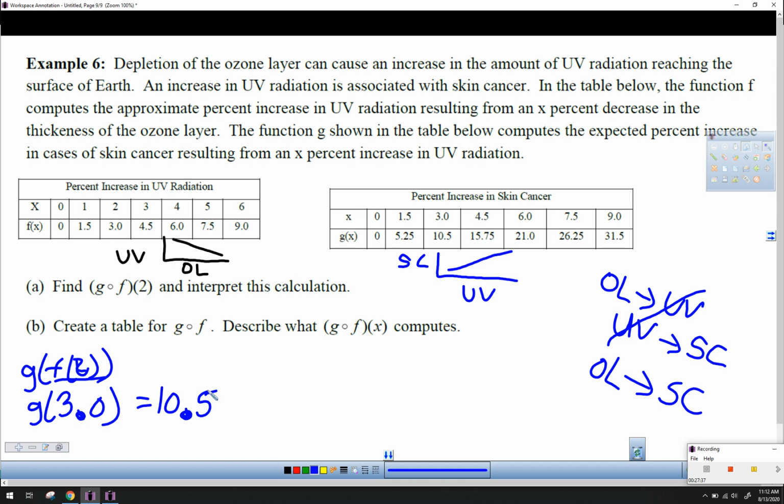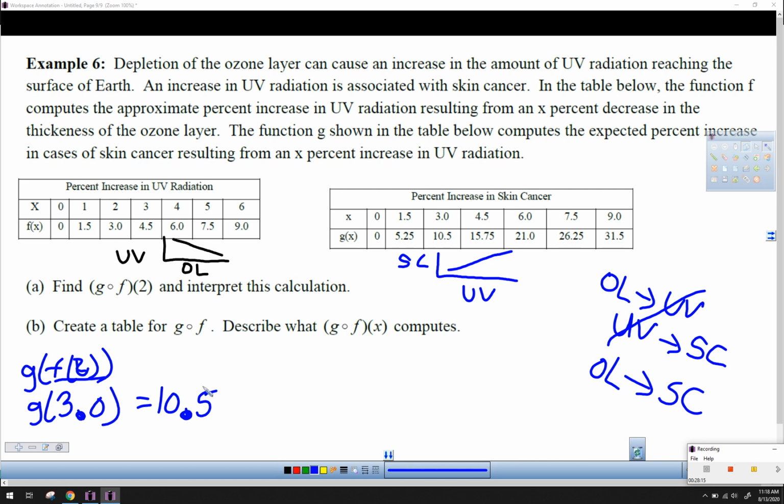Go back and look at the function, f of 2. So the percent increase in UV radiation. So that means if there is a 2% decrease in the ozone layer, there's going to be a 3% increase in UV radiation. And then if there's a 3% increase in UV radiation, that means there's going to be a 10.5% increase in skin cancer. So again, it's very important that you're able to justify and interpret what the math is that you're doing.